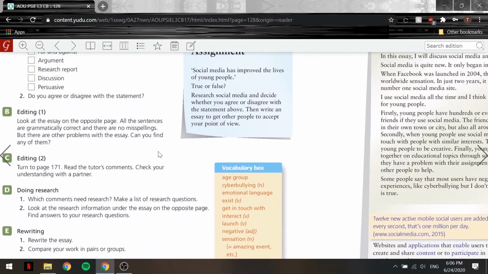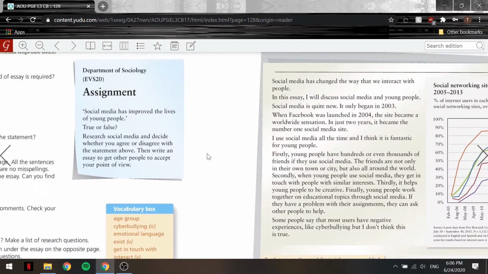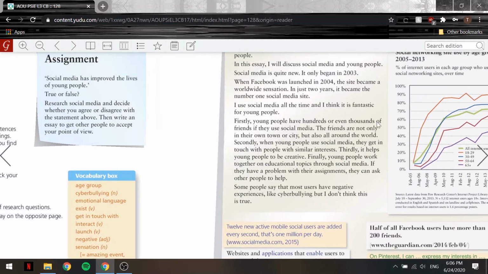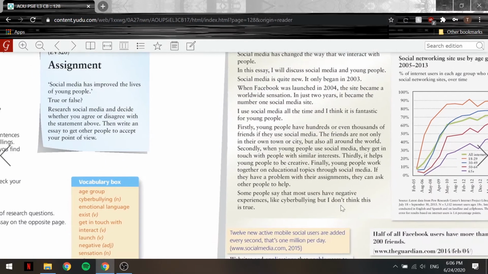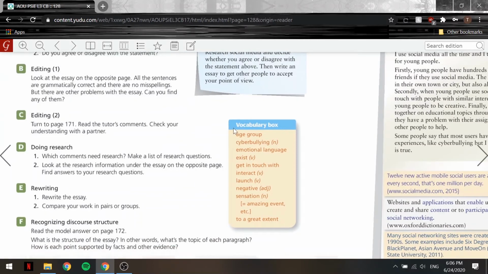What do we have here? "Turn to page 171, read the tutor's comments, check your understanding with a partner." Reading the tutor's comments is basically very similar to what I just talked about. If you go to page 171, you'll have similar notes to what I just said, needing a title, conclusions, all the missing stuff here. So you can go check it out. What else do we have?